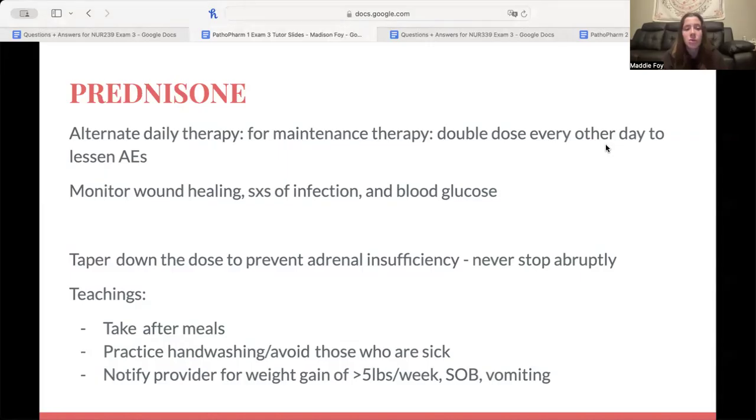And then things you want to be aware of are weight gain of more than 5 pounds in a week, shortness of breath, or vomiting. These are all issues that could come from prednisone, and those are worthy of notifying your provider.